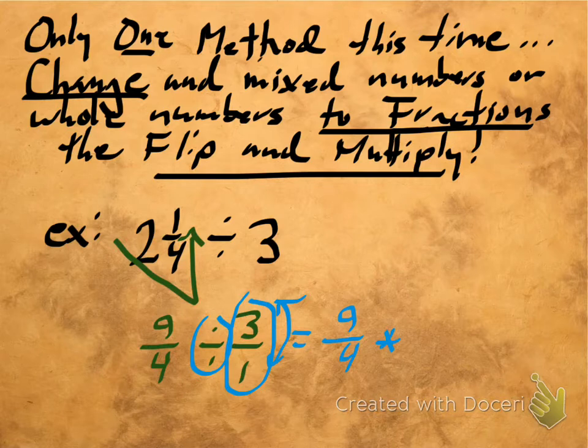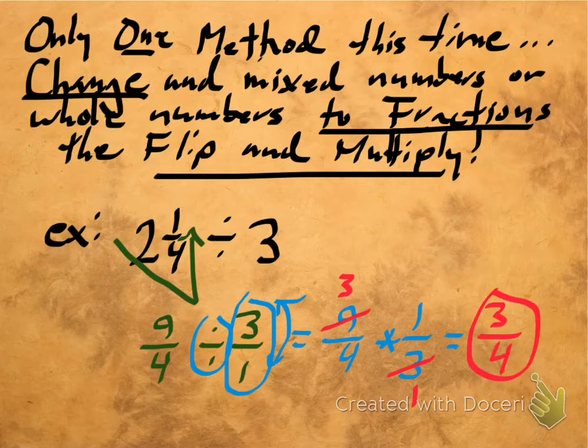We're going to change this to an asterisk for times, and we're going to flip the 3 over 1 to 1 over 3. Now once I have a multiplication problem, I can do my canceling just like usual. So the 9 and the 3 are both divisible by 3. So I can go ahead and cancel out a 3, take it out. So 9 divided by 3 is 3, and 3 divided by 3 is 1. And now I'm left with 3 on the top and 4 on the bottom.